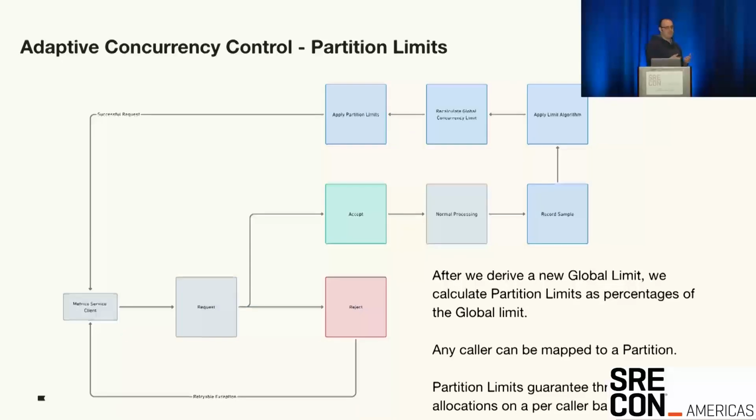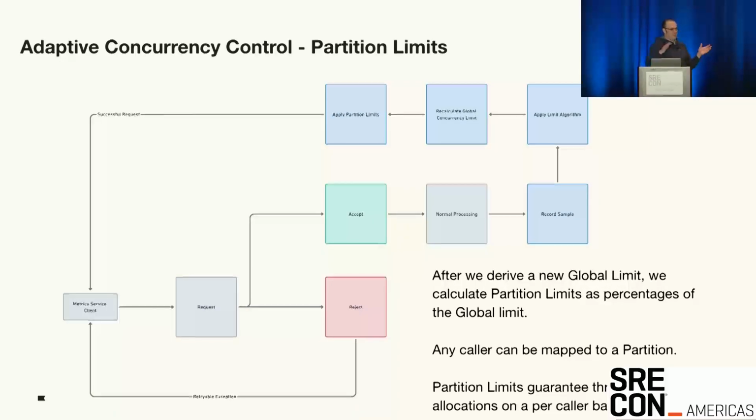And every call that comes in gets mapped to a partition. So we can understand, for example, the API request comes in. We say, how many in-flight requests are you allowed to have right now? For the API, say the number's 10. If this is the 9th request, we can take one more. Or if this is going to be the 11th request, we reject it. But sometimes we don't.